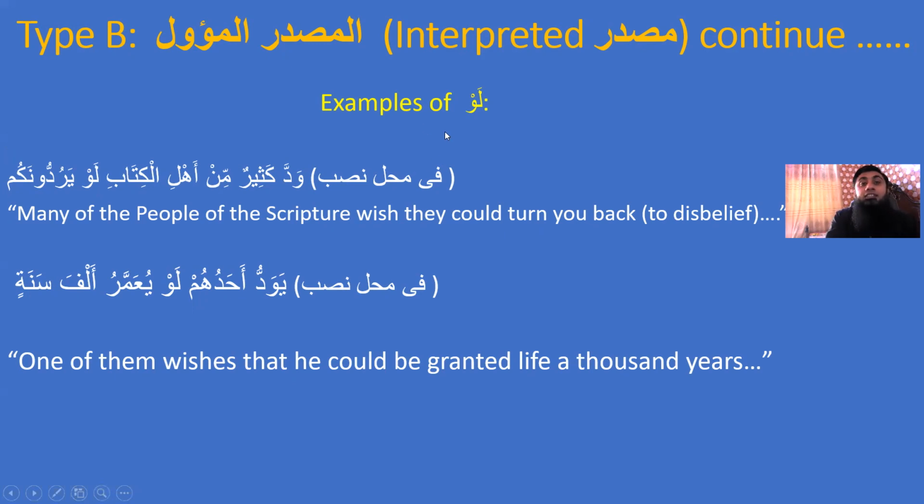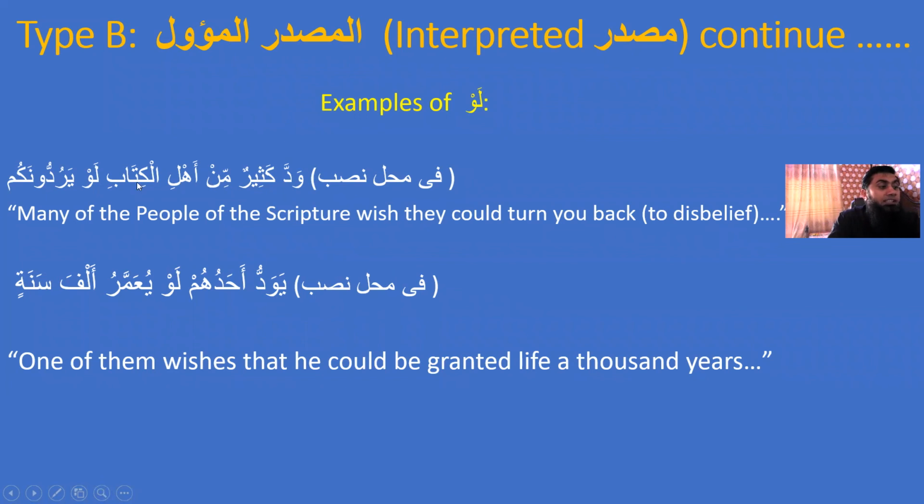So the last harf masdar is law. Okay, law. In all the examples, you'll see that law is used in combination with this word wadda. Wadda means to wish for something, to desire something. Wadda is the madi form and yawaddu is the mudari form. Okay, look at this one.